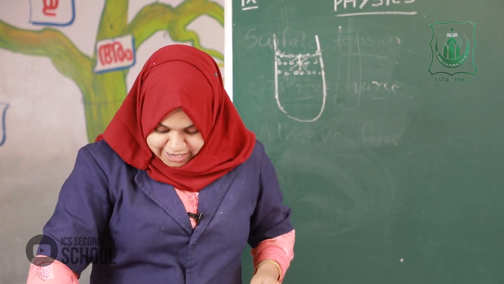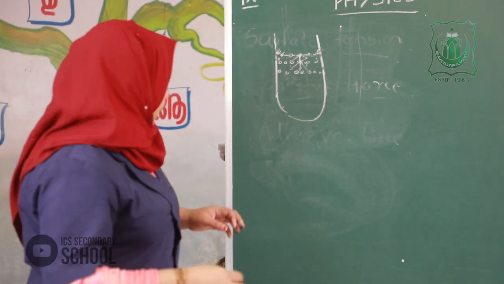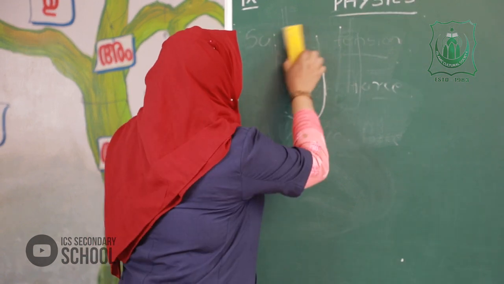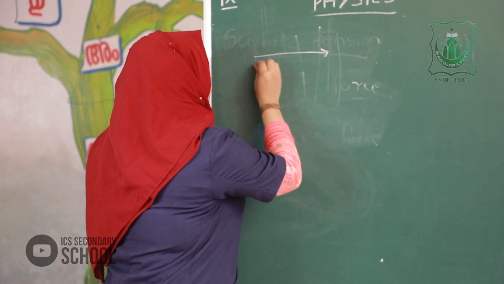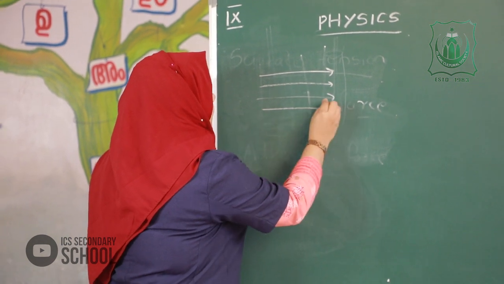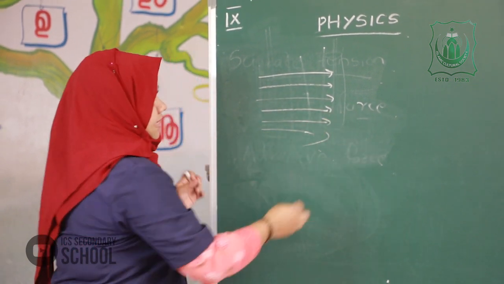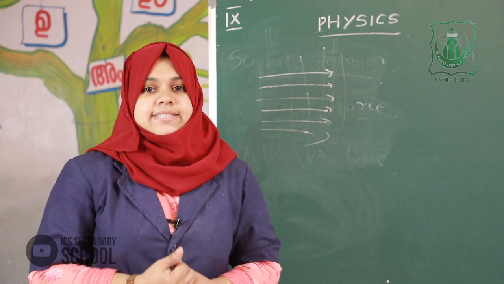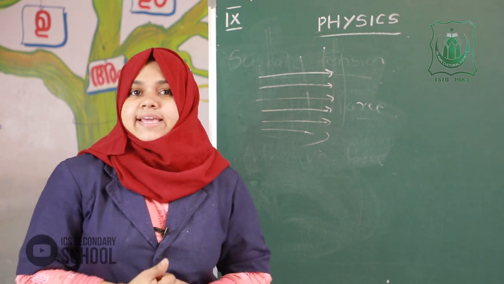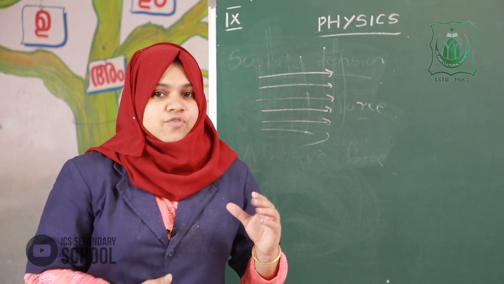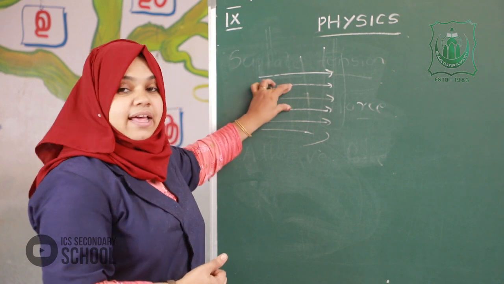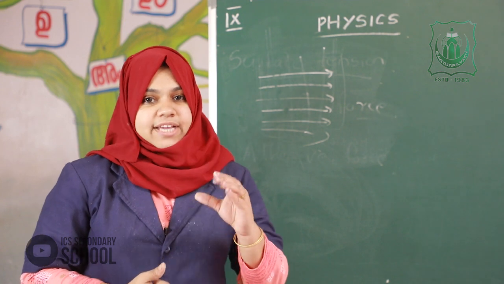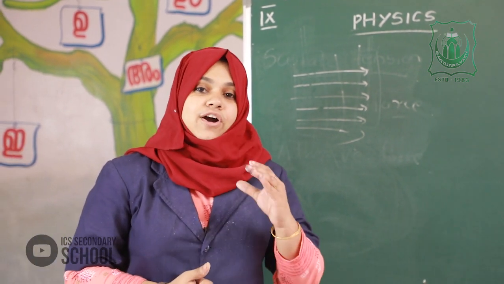Water flowing through a plane surface like this flows in layers. Water or any liquid flows like layers. There is a frictional force between the layers of liquid. This frictional force opposes the flow of liquid.